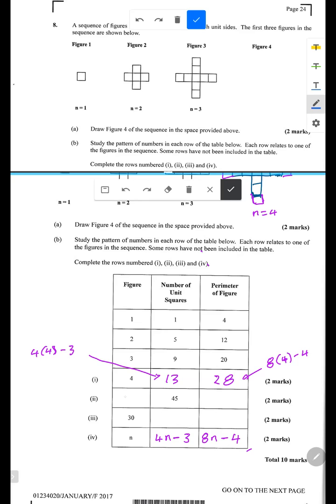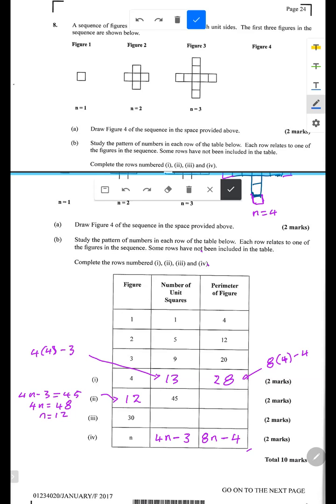Now, I'm trying to find the n to go there. I know that the formula is equal to 45, so I can use the formula to work out the n. As easy as that. So my 4n minus 3 is equal to 45. Then I add the 3, I get 4n is equal to 48, and 48 divided by 4 is 12. So n equals 12.